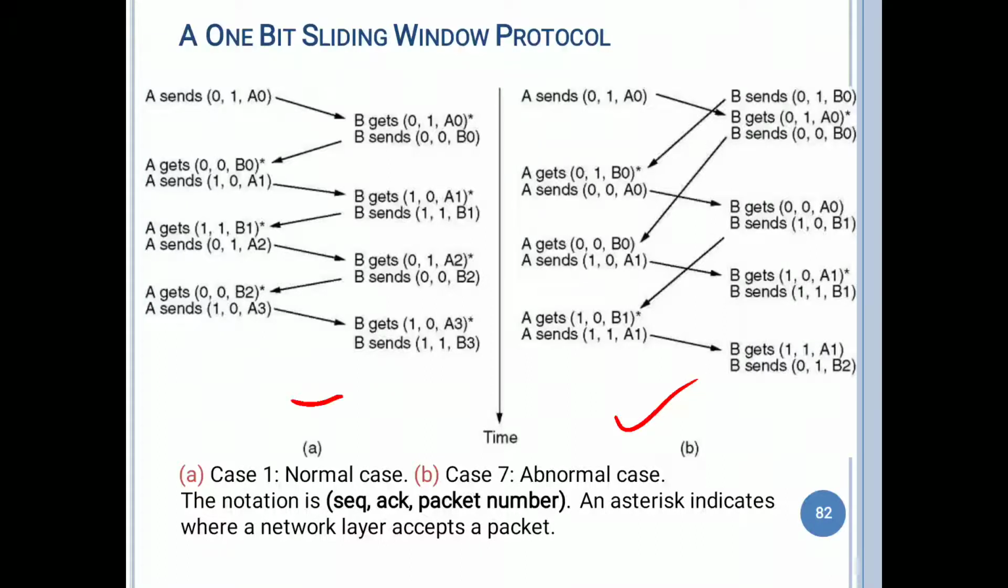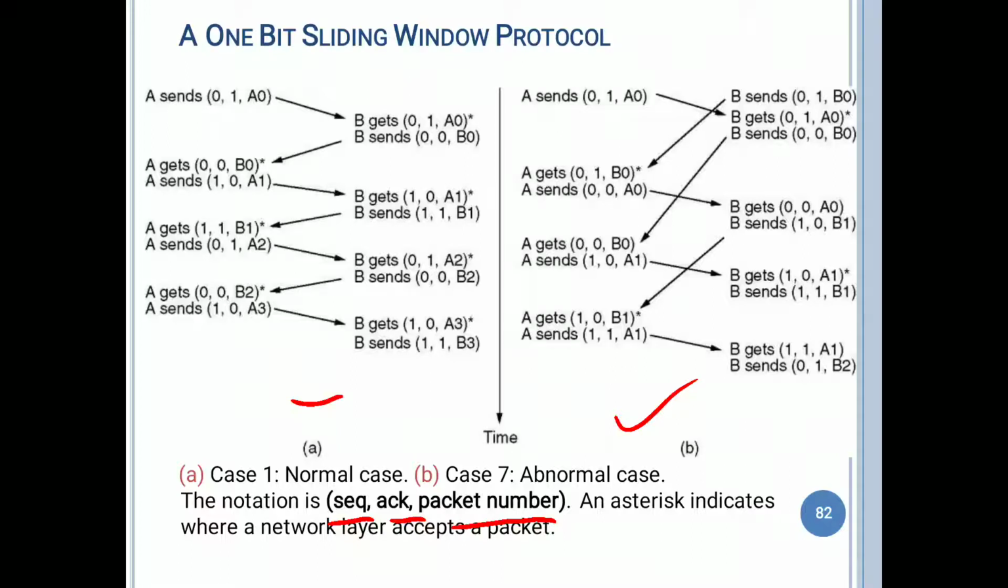So what do the 3 terms mean? The first one is the sequence number, the second one is the acknowledgement, and the third one is the packet number, the sequence number of the particular packet. So here 0 is nothing but the sequence number. A starts sending, so that's why the sequence number starts with 0. Next, 1 is nothing but the acknowledgement. It is not getting any data initially, since it is the starting data frame which needs to be sent.